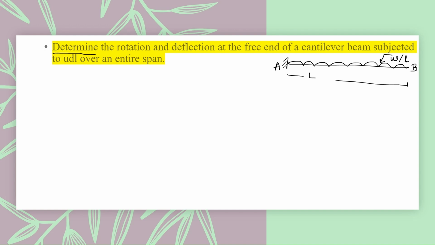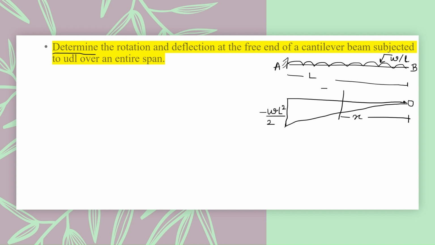Initially we need to draw the bending moment diagram. The bending moment diagram will be like this. Here at B the value will be 0, at A the value will be minus wL square by 2. It will be parabolic, and at a point which is at a distance x from this free end the value will be minus wx square by 2. And we need to find out the rotation and deflection at the free end.